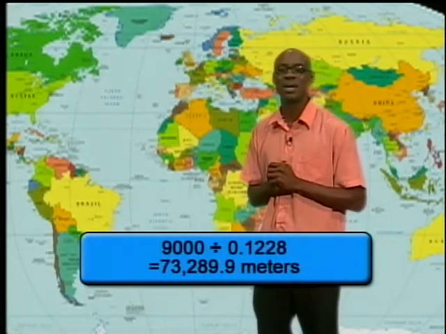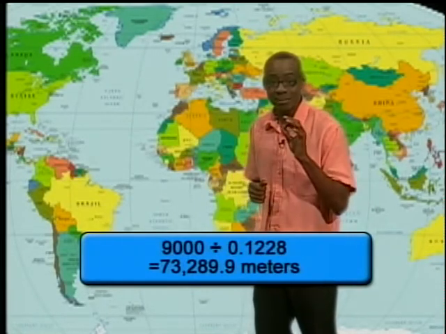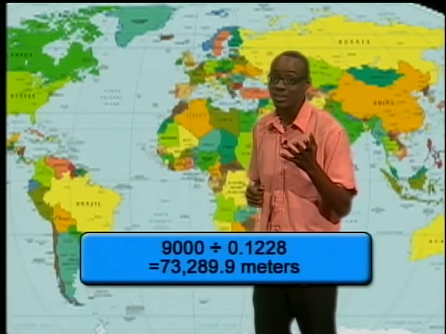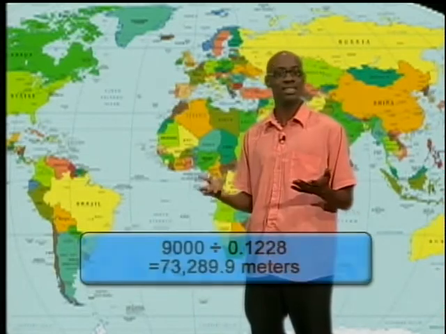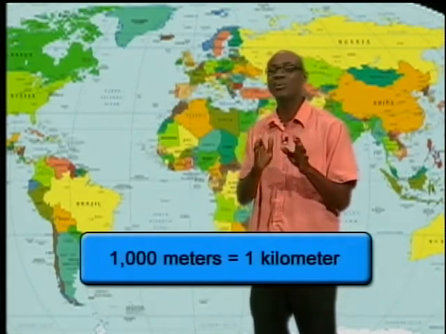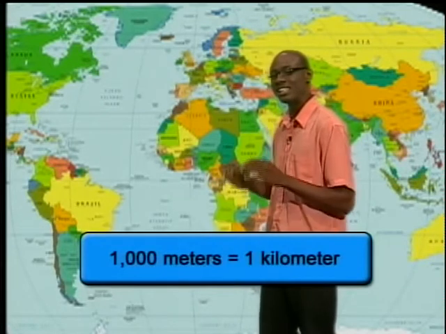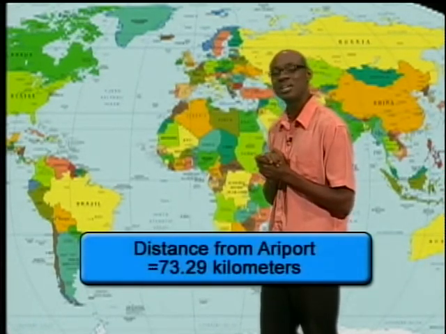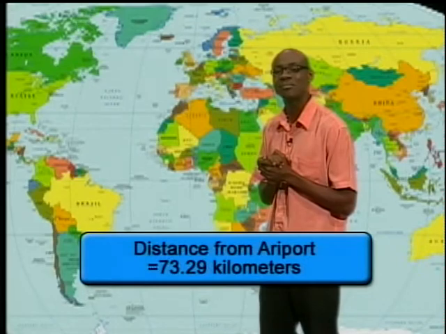73,290 meters. But the distance must be given in kilometers, while our answer is in meters. So, this conversion is easy. Since we know that 1,000 meters is equal to 1 kilometer, the distance from the airplane to the airport is 73.29 kilometers. Whew. Now that was a lot of calculating.